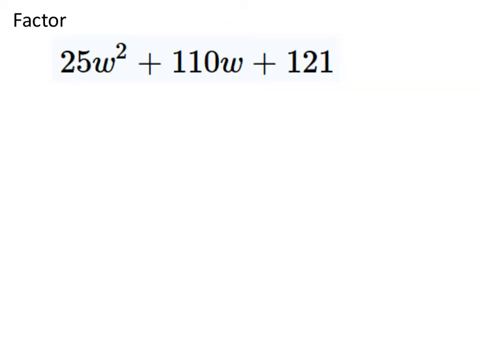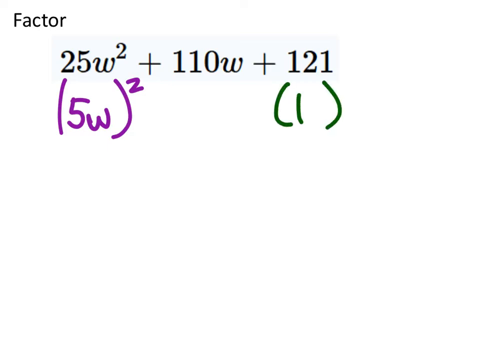So again, it's helpful if we can just look and see some of the perfect squares. 121 and 25, 25 is more common, but 121 is pretty good. So right away we can see that this would be 5w squared, because 25 is a perfect square, so is w squared for that matter. And then 121 is really 11 squared.